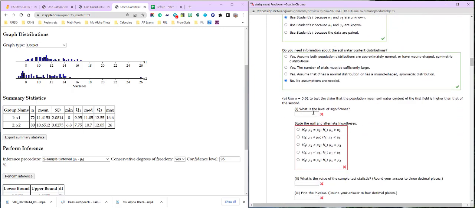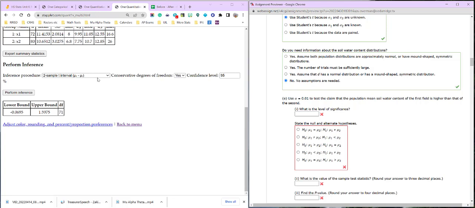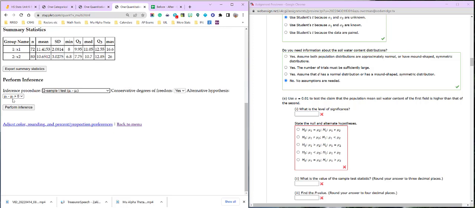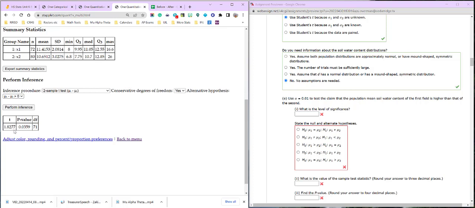All right, using alpha equals 0.01 to test the claim that the population mean water content of the first field is higher than that of the second. So what I'll do down here, I need to do a hypothesis test, 2-sample t-test. We believe that mu1 is higher than mu2. So we perform the inference, and then you can see the test statistic and the p-value. Actually, I kind of jumped ahead because I haven't even done my level of significance, 0.01. And we think mu1 is greater than mu2, but we need an equals first, so it's this one. Mu1 equals mu2 for the null. Mu1 is greater than mu2 for the alternate.